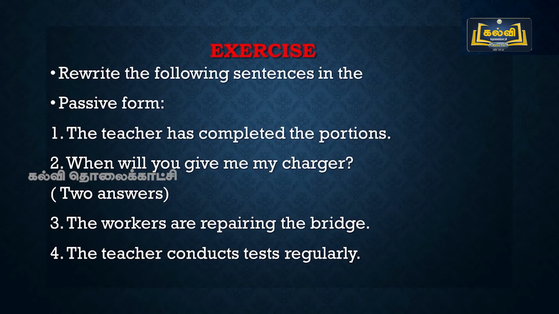Second sentence, when will you give me my charger? Now remember, there are 2 objects in this sentence. When will you give me what? My charger. When will you give whom? Me. Me is the answer. Therefore, you get 2 answers here. So, when will I be given my charger? Answer 1. When will my charger be given to me? Answer 2.